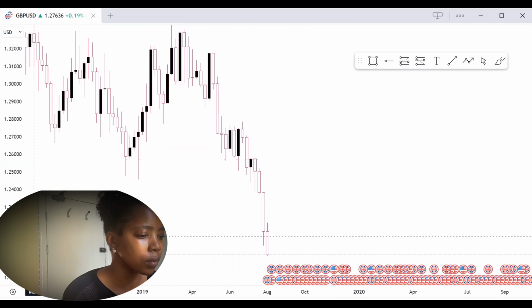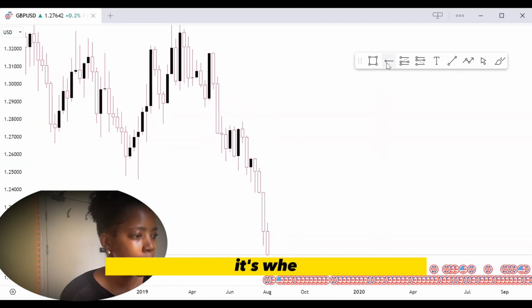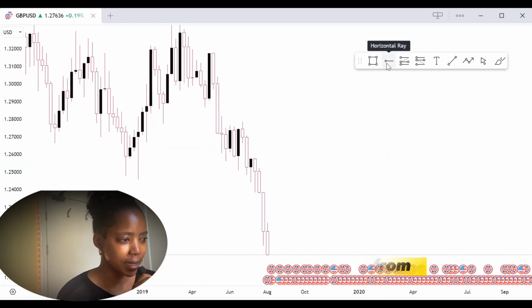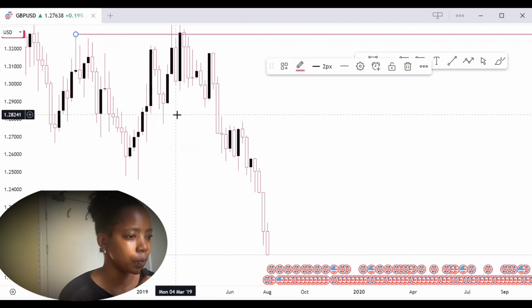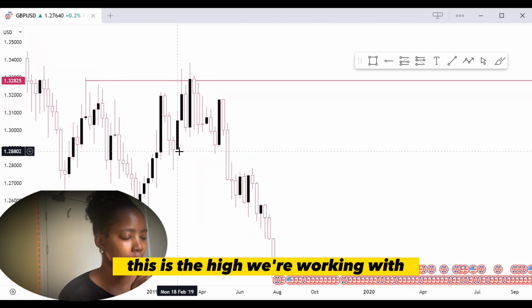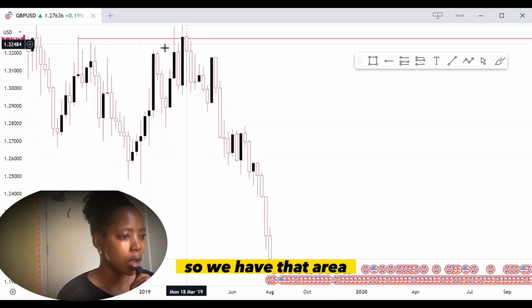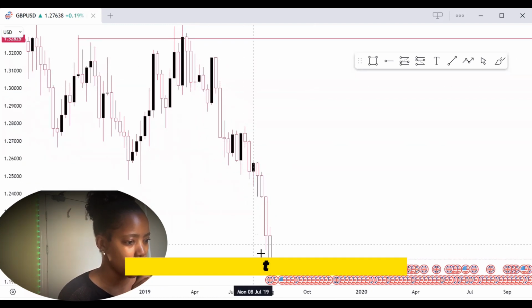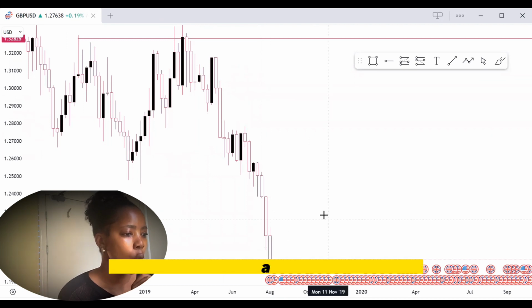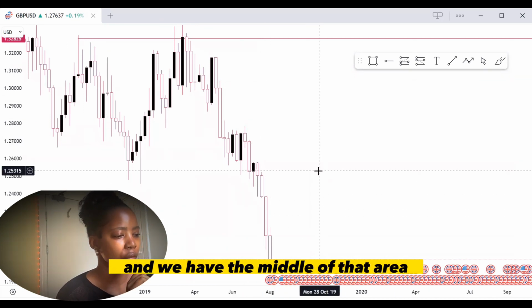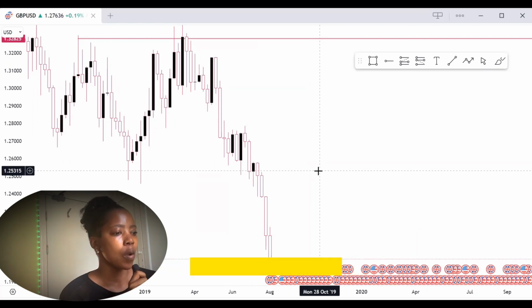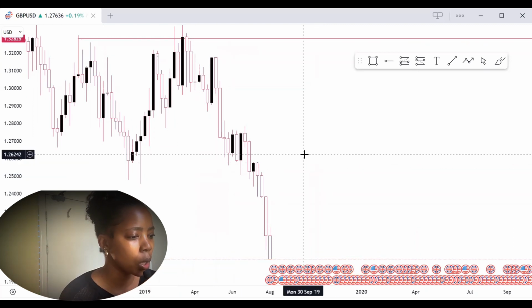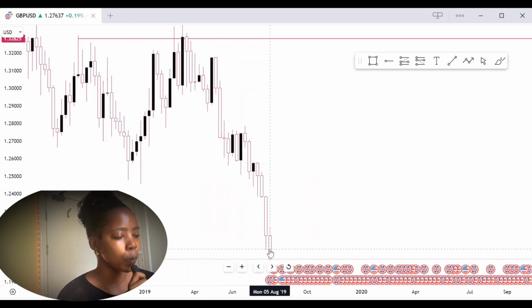One, it's where the market is coming from. The market is coming from this high, okay? This is the high we're working with. So we have that area, the whole push to the downside, and we have the middle of that area. That's all we're working with, okay? We have the high, we have the middle, and we have the last low.